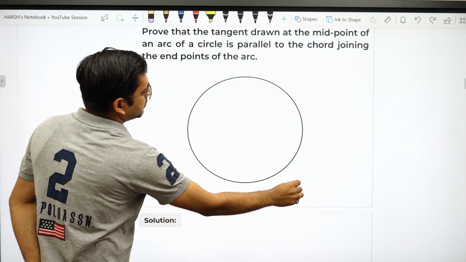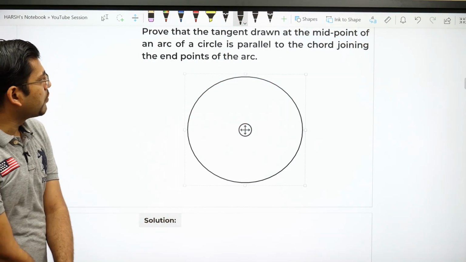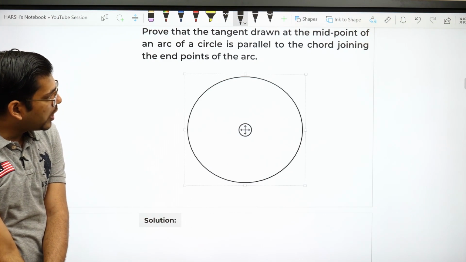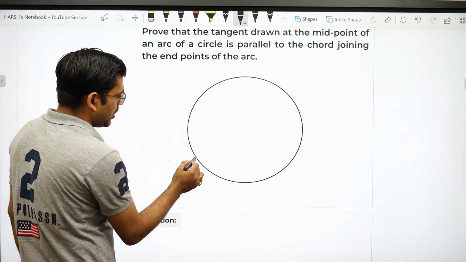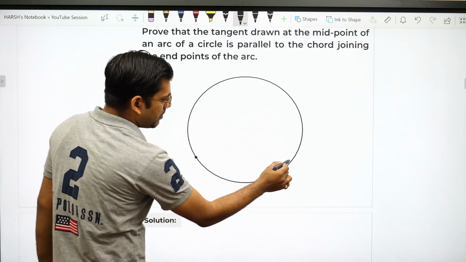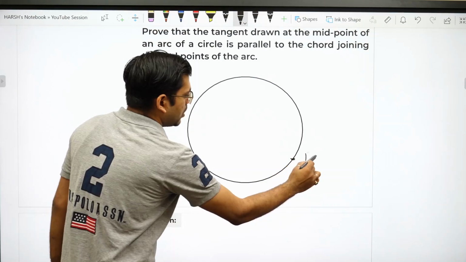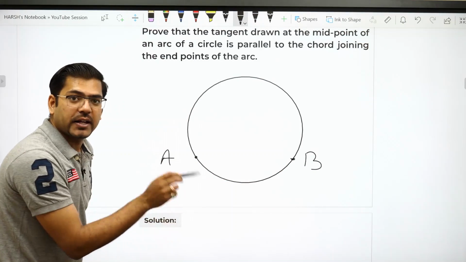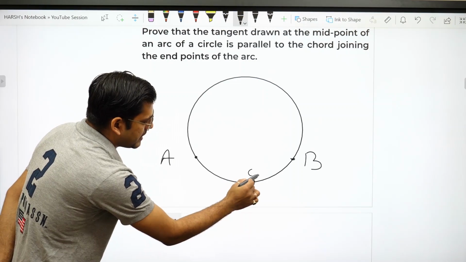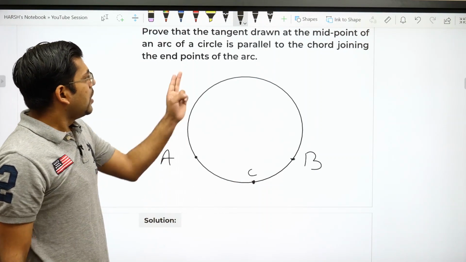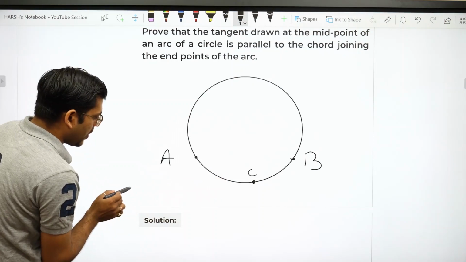So this is a circle. What we have to do, prove that the tangent drawn at the midpoint of an arc. So first of all, take an arc. So I am taking this point and I am taking this point. Let us name this AB. So this AB is nothing but an arc. Now take a midpoint of this arc. Let us say this C. Prove that tangent drawn at the midpoint. So here you have to draw a tangent.